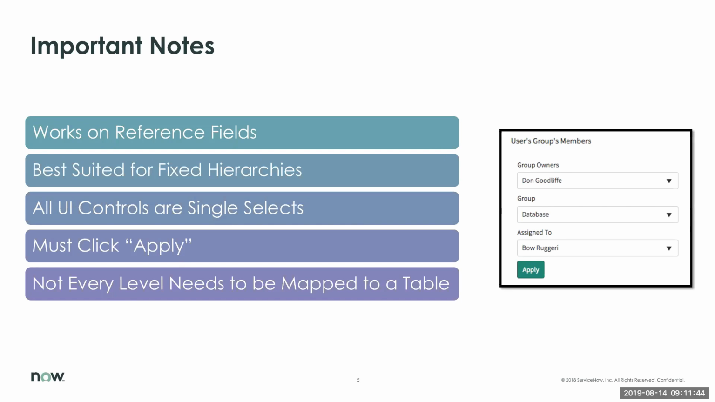So again, a group only has one owner. Someone is in a group. You don't have a child of a child of a child for groups. The UI control is restricted to single selects. So you see over on the right that these are all single selects. I cannot use multiple. I cannot select Don's groups, select database, and then select multiple people in the assignment group. It's only one at a time. If you do need to select multiple, then we'll stick with the traditional two reference interactive filters, separate, that aren't related to each other.